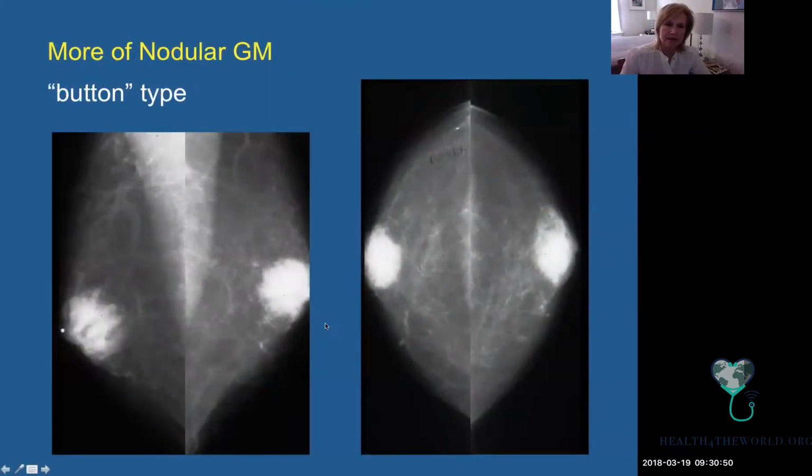And then there's the button type of nodular gynecomastia. You can see it's called that because it's very dense and round, looks like a little button. In this gentleman, it's symmetric. So I'm pretty confident that it's gynecomastia, not cancer. But you can imagine that if it was only on one side, it would be very difficult to distinguish from cancer. So these are the ones that often need biopsy to prove it.